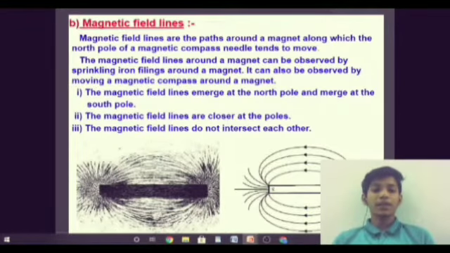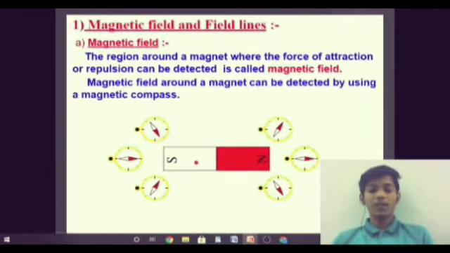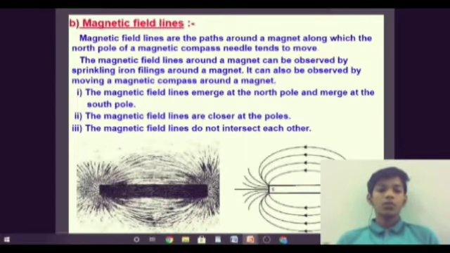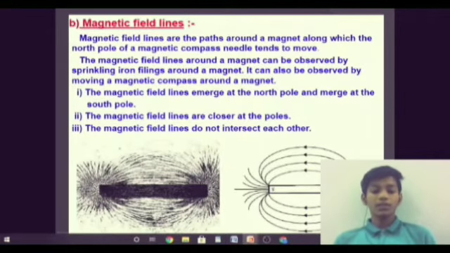Magnetic field lines are the path around a magnet along which the north pole of a magnetic compass needle tends to move. So here we can know that magnetic fields are the place where the compass is going to directly show the point. As you can see here in the diagram, the end point is showing toward the south pole and the white toward the red, means north to south. So further we will study how we can judge that it is having a magnetic field.